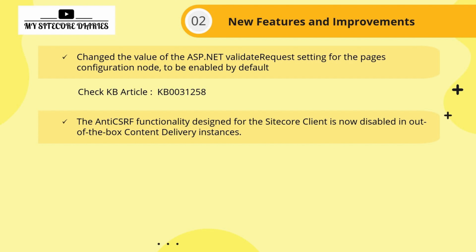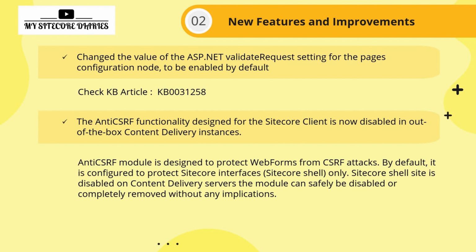Anti-CSRF functionality designed for the Sitecore client is now disabled in the out-of-the-box content delivery instance. The anti-CSRF module is designed to protect web forms from CSRF attacks. By default it is configured to protect the Sitecore interface, that is the Sitecore shell only, and you know the Sitecore shell is already disabled in content delivery servers. So anti-CSRF functionality is basically not used in CD instances. Before this release you had to manually disable it, but now it is already done in the Sitecore 10.4 release.